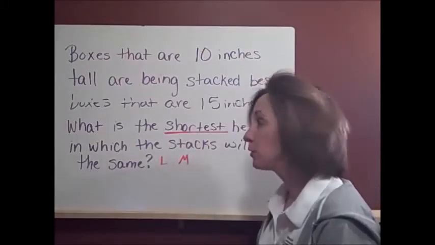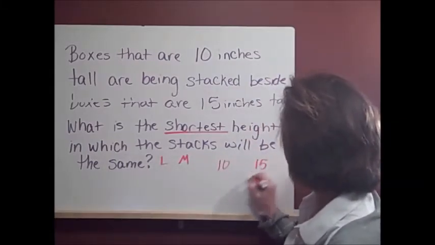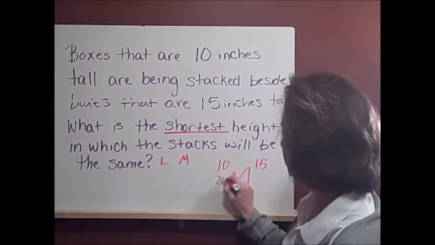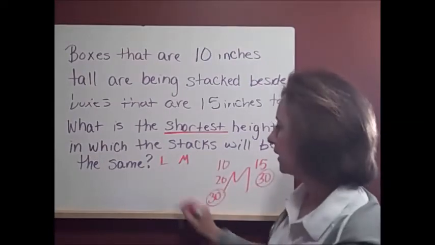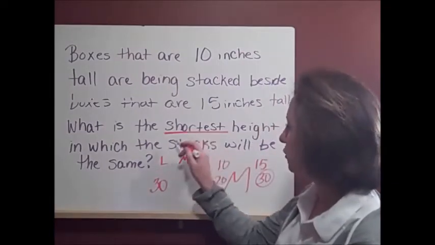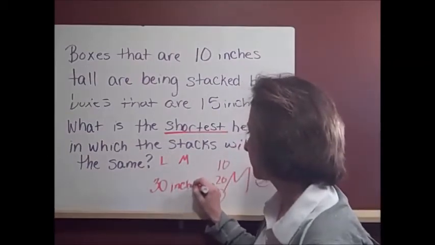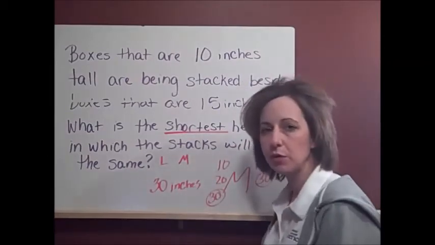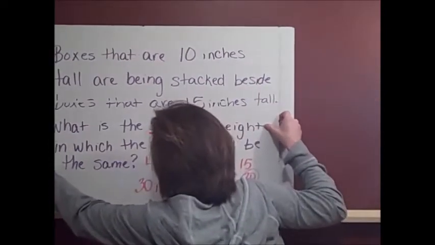Now that I've gone through the question process, I'm going to do it. 10 and 15, least common multiple: 10, 20, 30; 15, 30. So 30, and then I have to find the label. What is the shortest height? A height is a measurement. So 30 inches would be the shortest height of the boxes. Let's try another one.